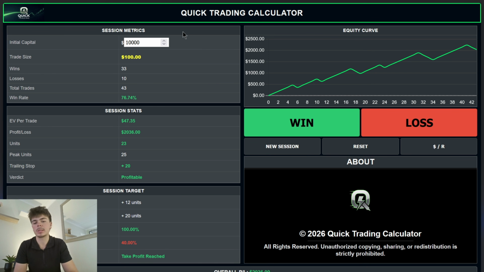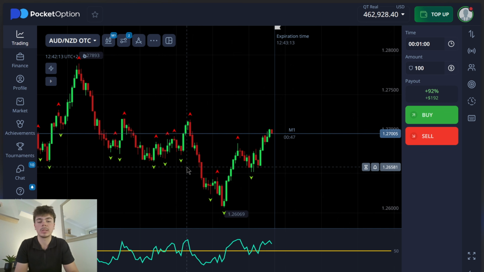Looking at the statistics of this entire session, as well as how the strategy performed, it is very similar to the normal strategy that I use and the statistics and the win rates that I get overall. I can confidently say that this is a really good strategy.